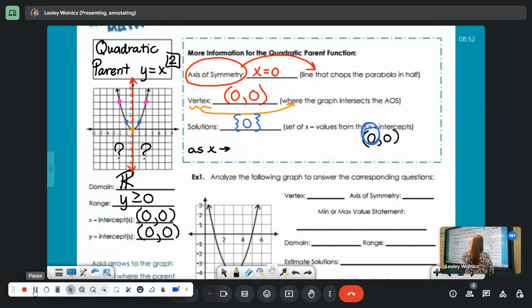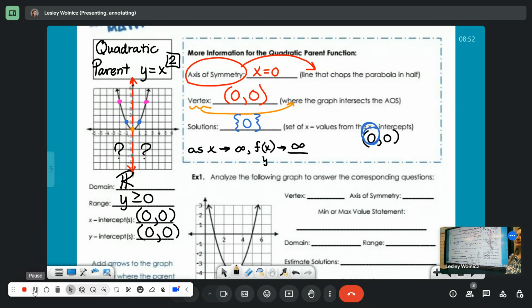As x goes to infinity, f of x, that's the y, is going to go to what? As I let my x's get infinitely large, what are the y's doing? Where are the y's going? How high? Infinitely high. So f of x is also going to infinity.